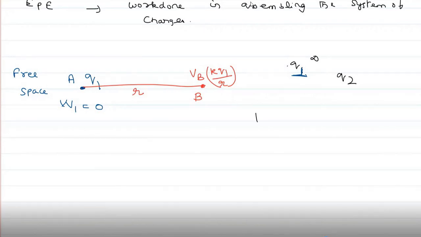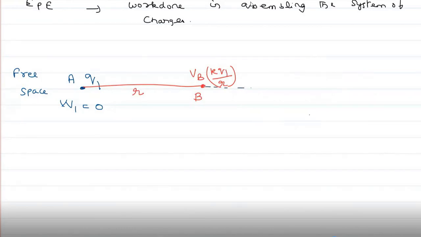So what is the work done? How will you do that? K Q1 Q2 by R. Very good. K Q1 Q2 by R, right? What is the reason? Work done is given by what? Potential at point P is nothing but work done in bringing the charge, right? Is it clear?